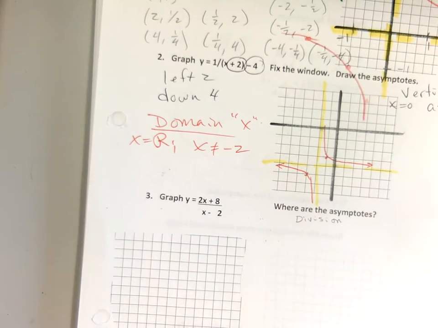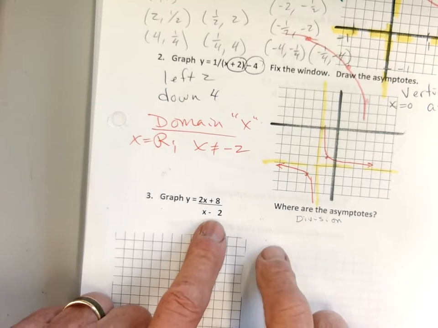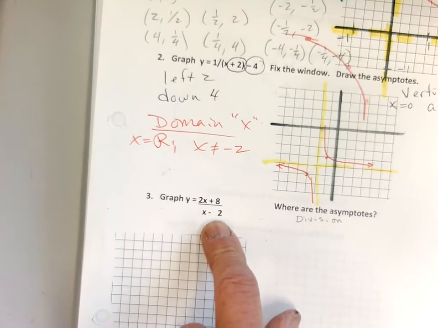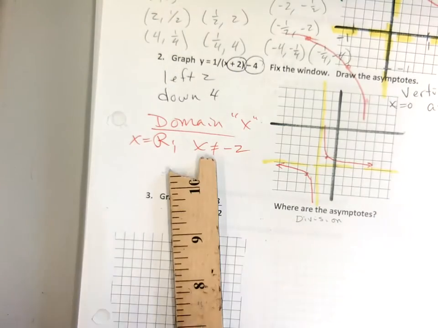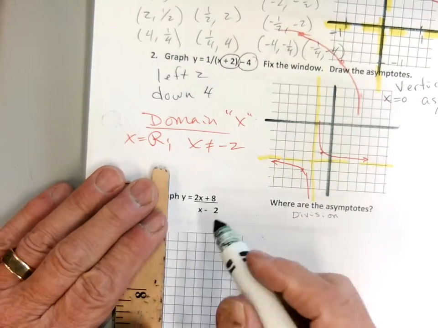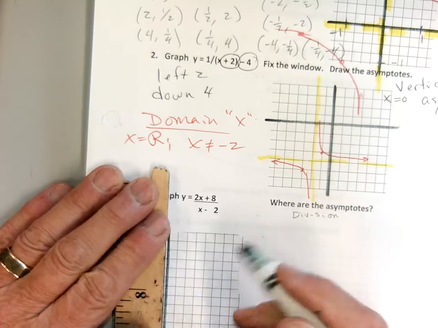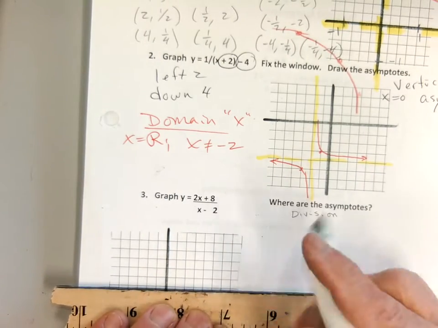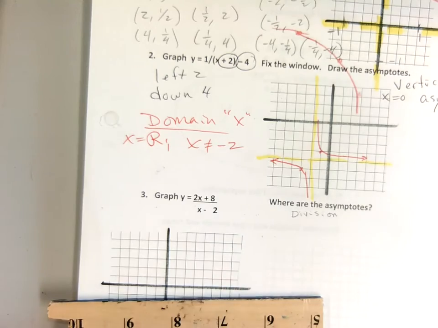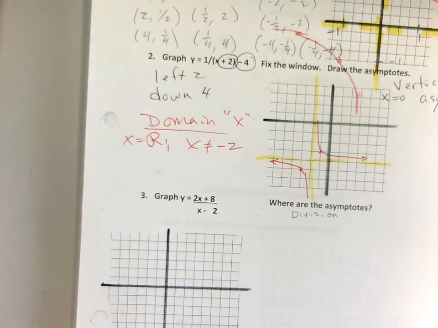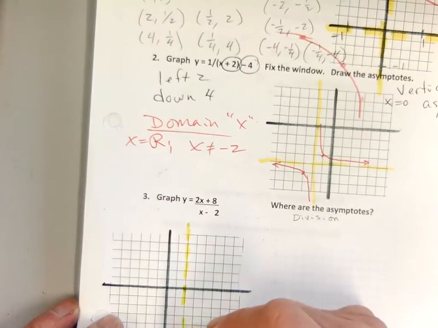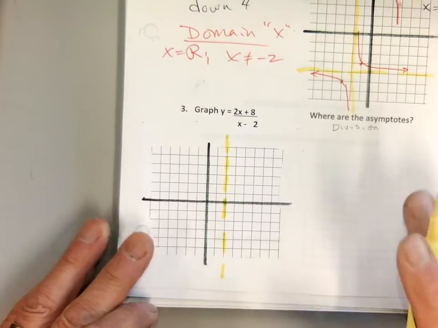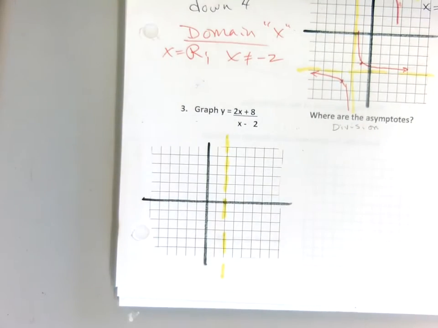All right, number 3. Number 3 is also going to have a problem. But before I even graph number 3, let me go ahead and put in my xy axis. Okay, do this. Put your xy axis in. I don't know exactly what this thing looks like, but I do know that I'm going to put an asymptote right there. So I want you to draw this in.